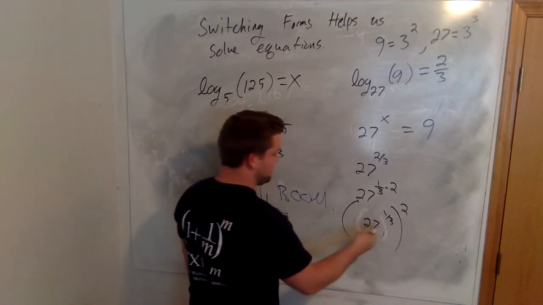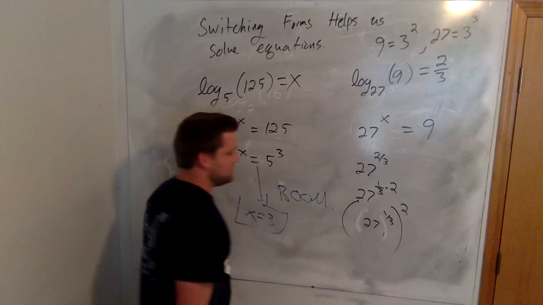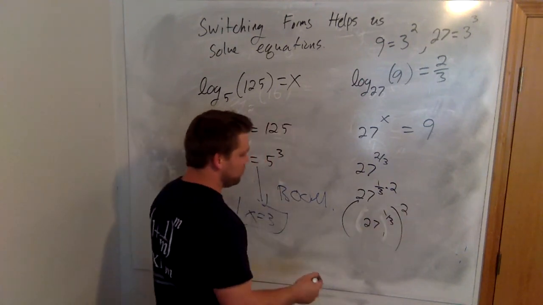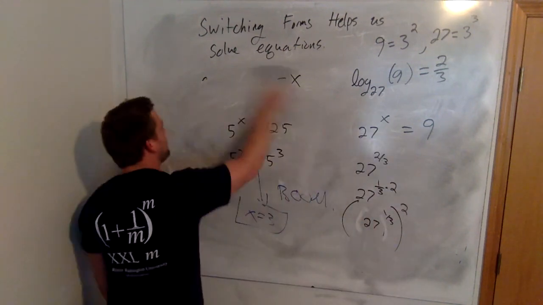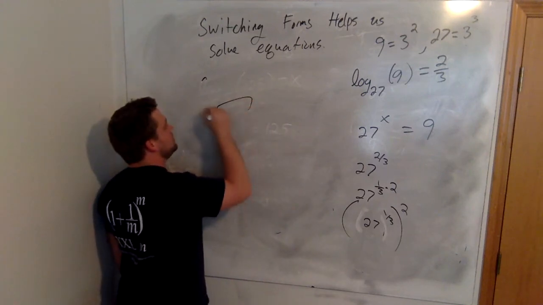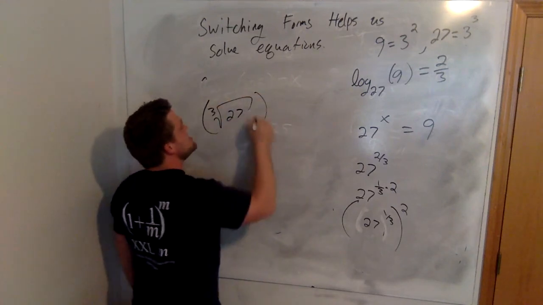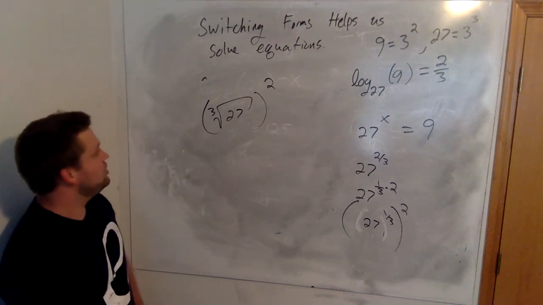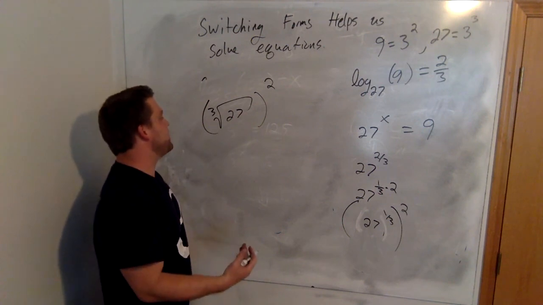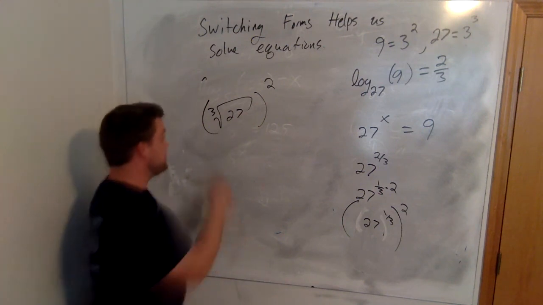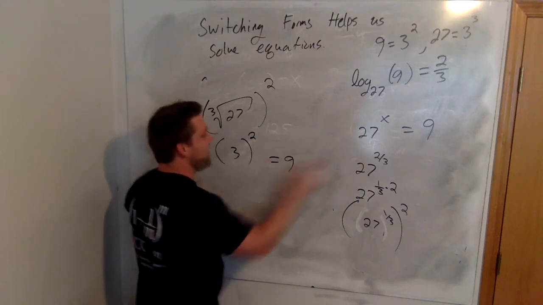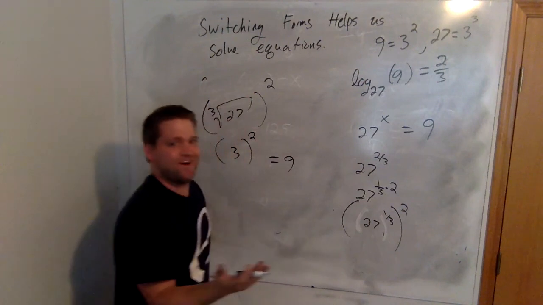Well, what does 27 to the 1/3 mean? Remember, to the 1/3 power means cube root. So this is the same thing as the cube root of 27 all being squared. Well, what's the cube root of 27? What number would I multiply by itself 3 times to get 27? 3. So this would be the same thing as 3 squared, which is 9. It works.